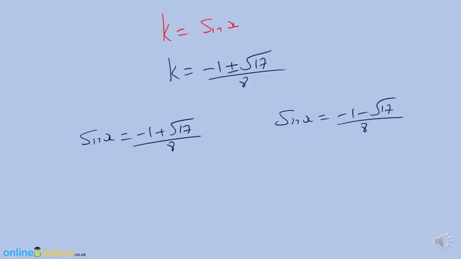Now let's have a look at that and see. So the first one is the square root of 17. And then we're going to subtract 1 from that and then divide by 8. So we got sine x is roughly 0.39. And the other one, we've got sine x equals to, and then divide that by 8 and we got minus 0.64. So think about this carefully.